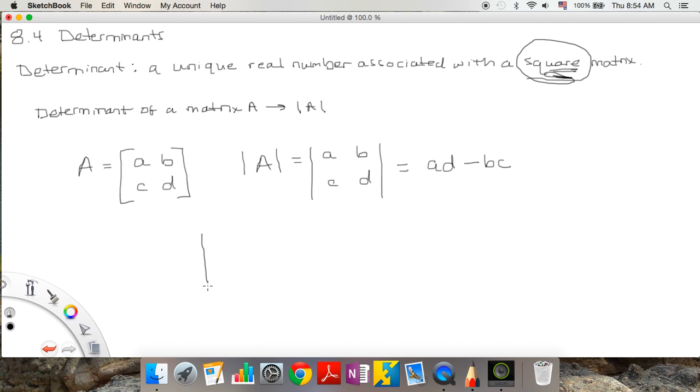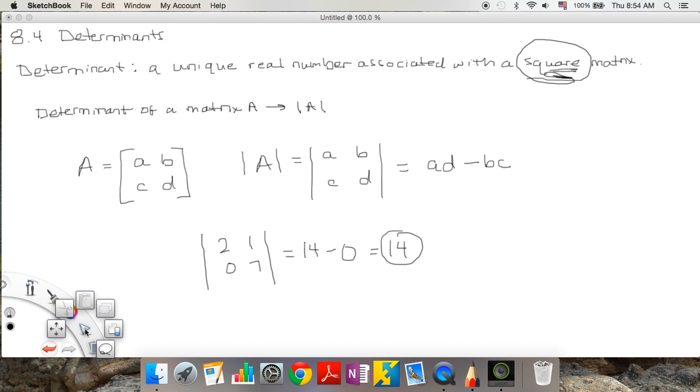So if we want the determinant of a matrix 2, 1, 0, 7, then we say 2 times 7 is 14, minus 1 times 0 is 0. So the determinant of this matrix is the number 14.